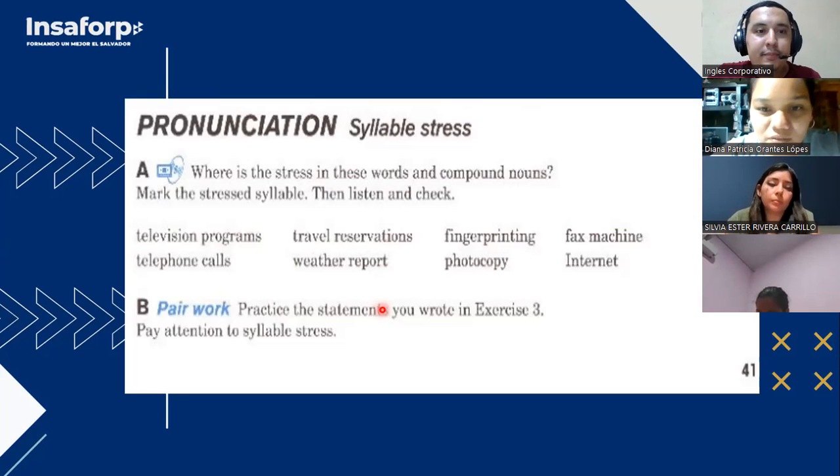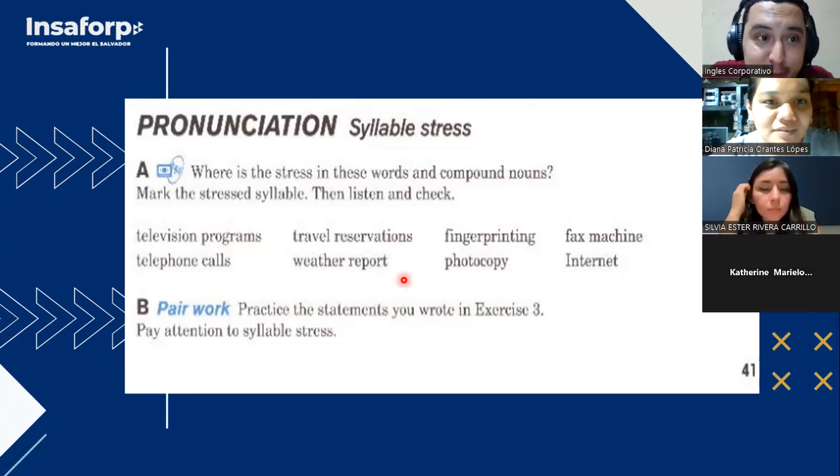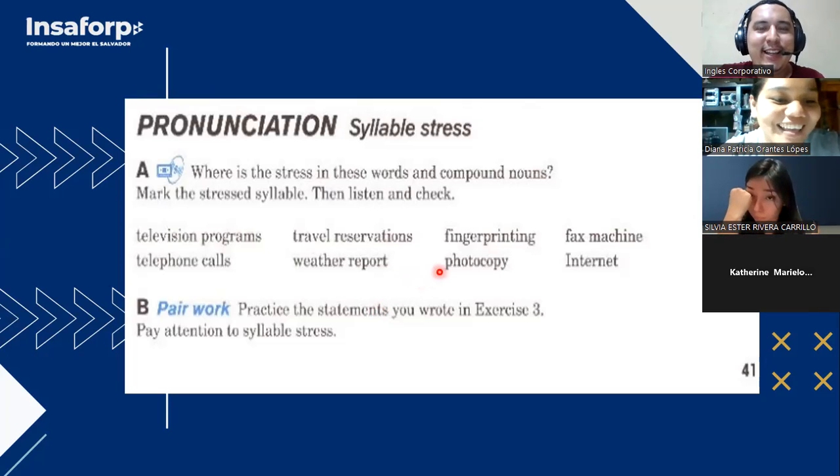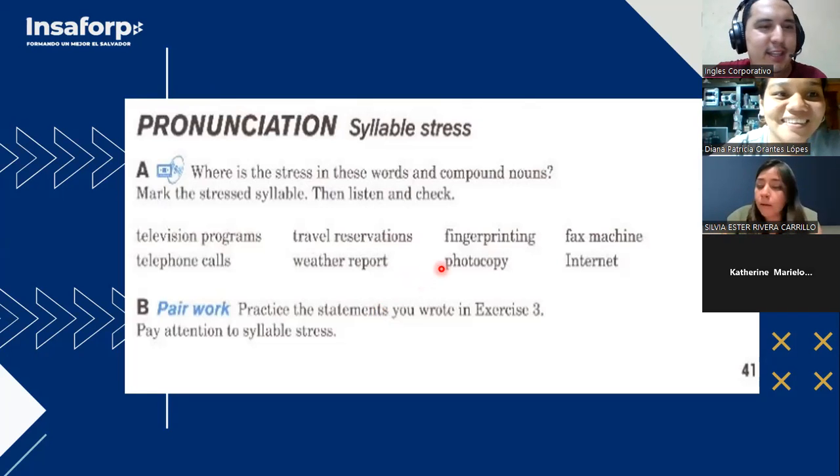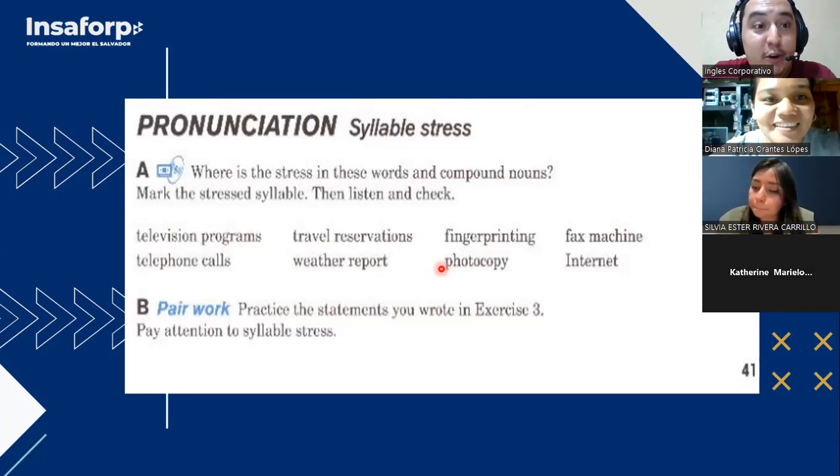And another question is, what is a compound noun? That is what I'm going to explain to you. Don't worry about that, that's why we are explaining everything. That's why they are called compound nouns. Compound noun means two words that are put together and form one completely new meaning. That's what a compound noun really means.